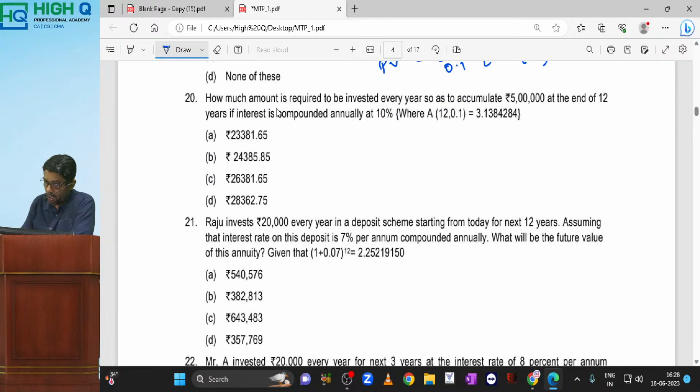Next. How much amount is required to be invested every year so as to accumulate 5 lakhs at the end of 12 years if interest is compounded annually at 10%? Okay, listen here, my dear. Look at this, the question is invest. The meaning of investment is future value. I want 5 lakhs at the end of 12 years if interest is compounded annually at 10%.